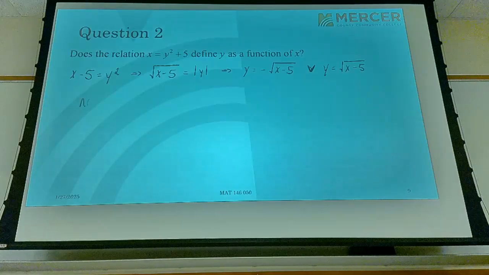If I reworded it, though, does that relation define x as a function of y? Yes, now it does. So it all depends on what your independent variable and what your dependent variable is. So make sure you read the question carefully. Now, y equals square root of x minus 5. Is y a function of x? In this case it is, right? Because we're only considering the positive square roots.